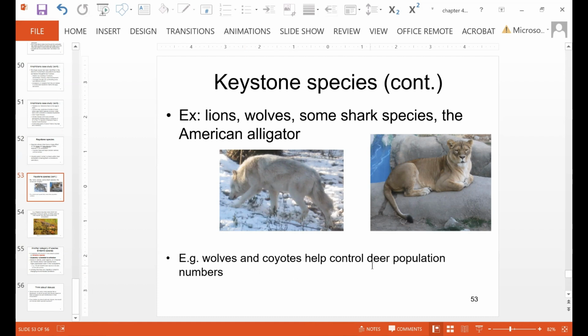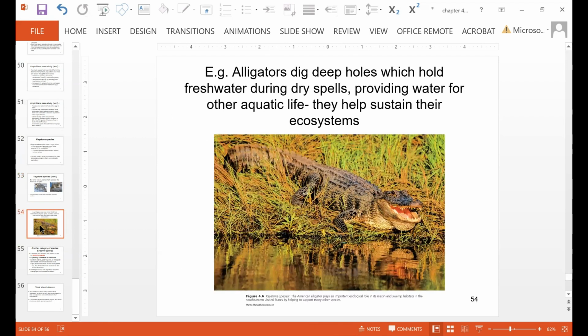Wolves and coyotes help control deer population numbers that makes them keystone species. Alligators dig deep holes which hold fresh water during dry spells. This provides water for other aquatic life. So they help sustain their ecosystems in this way.